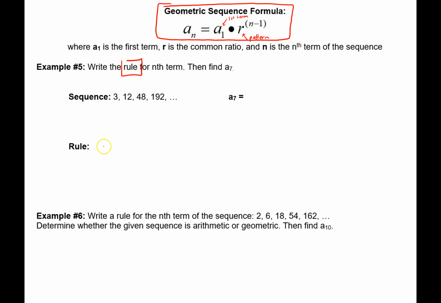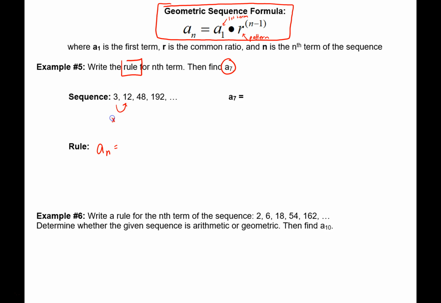So we're going to be finding a sub n here. We're going to figure out the rule and put it in standard form, and then find a sub 7. So we want to find the 7th number in the list without having to just keep multiplying on and on and on. So first thing we need to do is figure out what the pattern is.